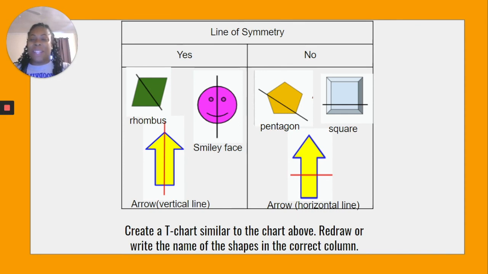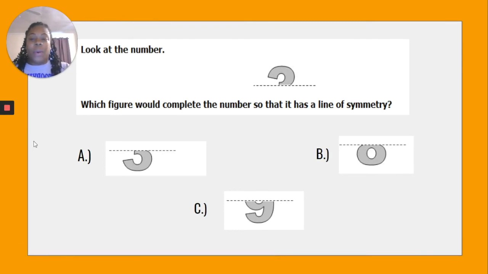So let's move on to number 3. Look at the number. Which figure would complete the number so that it has a line of symmetry? Looking at this figure, I notice that it looks very similar to a 3. Looking at my choices, I notice that A looks like it could possibly be a number 3. B looks like the number 8. And C looks like the number 9. So I'm going to have to choose the letter A.